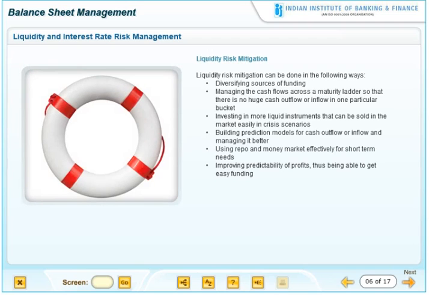Liquidity risk mitigation can be done in the following ways. Diversifying sources of funding. Managing the cash flows across a maturity ladder so that there is no huge cash outflow or inflow in one particular bucket. Investing in more liquid instruments that can be sold in the market easily in crisis scenarios. Building prediction models for cash outflow or inflow and managing it better. Using repo and money market effectively for short-term needs. Improving predictability of profits, thus being able to get easy funding.